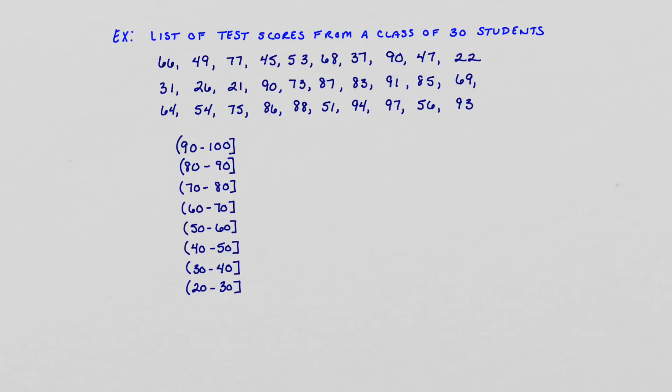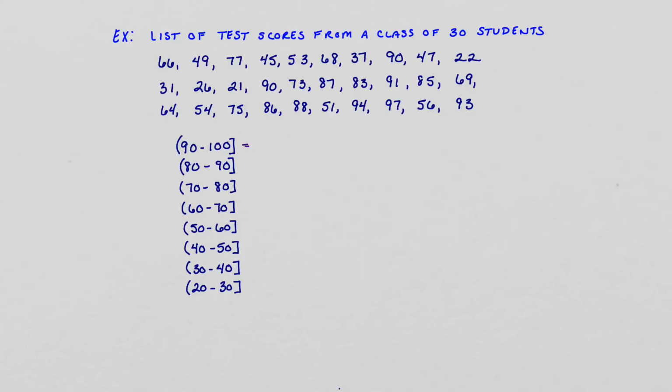Here is what we should have. I made my last bin only go from 20 to 30 because I noticed that no student had earned a score below 20 here. You could have continued to make those bins, but you just would have had 0 in them. So going through, we can color code this, for example, and we can begin to find out the counts for each of these bins.